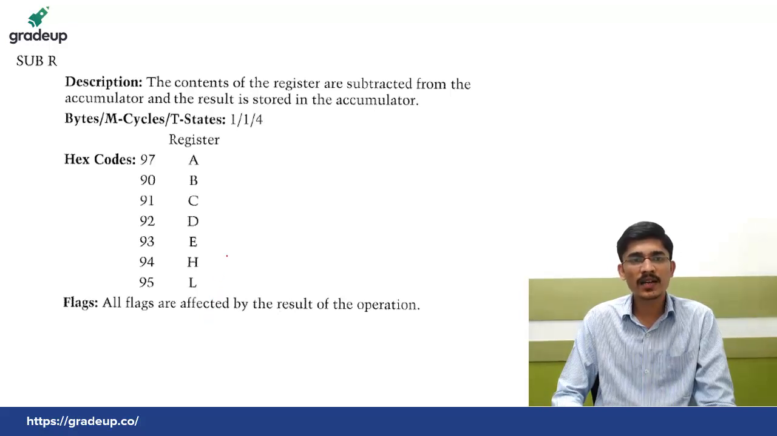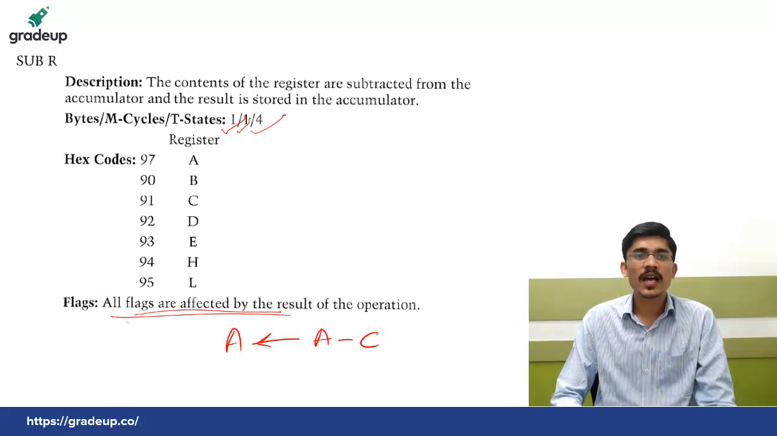In subtract R, what will happen? Suppose you have written subtract C. The contents of the C register will be subtracted from the accumulator, and the result will be stored back inside the accumulator. Similar to the addition, it will require only one byte, only one machine cycle, 4 T states, and all flags will be affected.